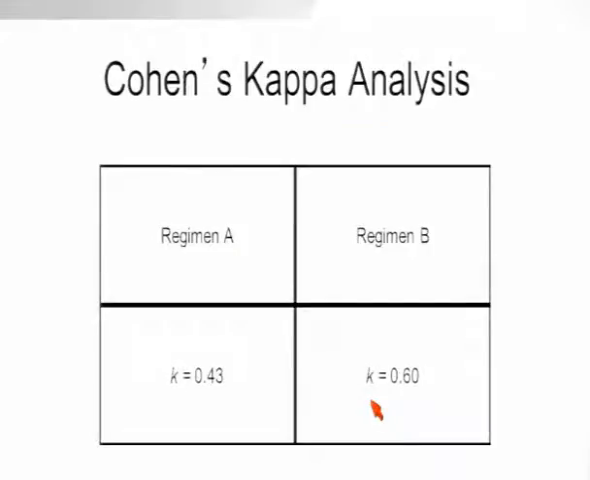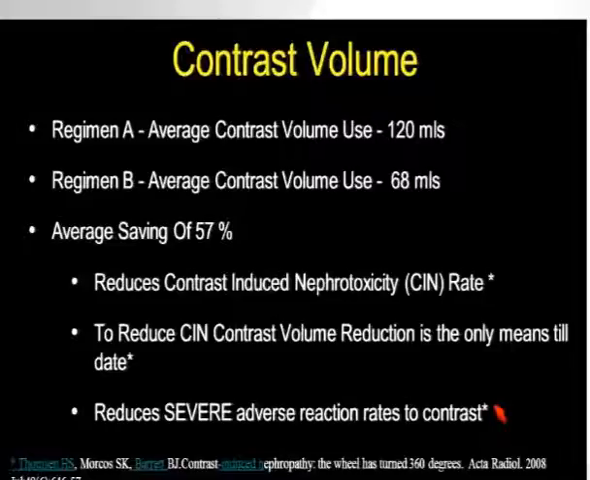So we looked at kappa analysis. It went from moderate to good at 0.6. And so with the contrast volume that we used in regimen A, it was 120 mils. We actually reduced contrast volume by about 57% using this formula. And the limitation in this study, unfortunately, is we did not go into looking at the rates of contrast-induced nephrotoxicity, but this would definitely be the next step.